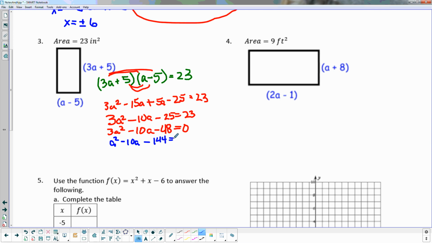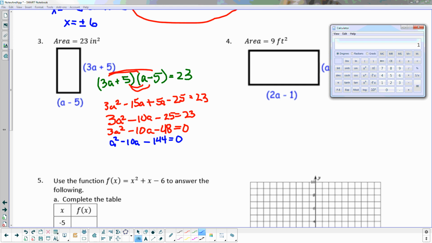And now I have to think of two things that are going to multiply to a negative 144 and add up to a negative 10. I know 12 and 12 gives me 144, but that's not going to work out for us. So let's try some other things. Let's just go 2. 2 and 72, if I subtract those, I get 70. If I add them, I get 74. Neither of those are 10.